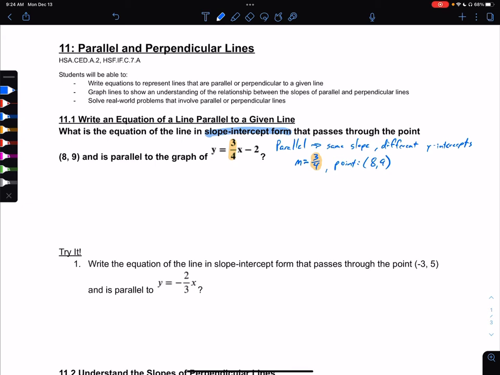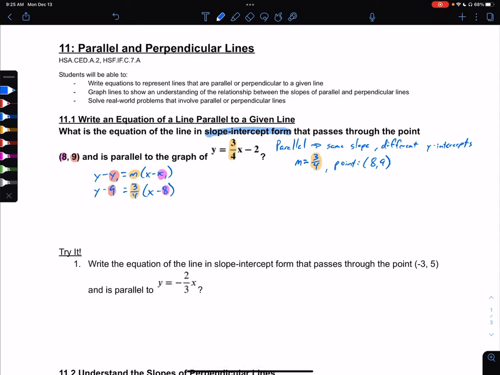So if I have a point and a slope, I would use the point-slope formula. So I'm going to take my values. My m value is the slope. That's the easy one. So we're going to plug in our 3/4. And then my y value would be the 9, so we're going to subtract 9. And my x value is going to be 8. So that y1 is 9, and x1 is going to be 8.